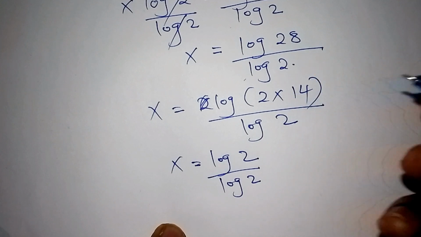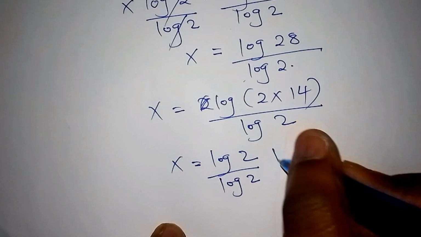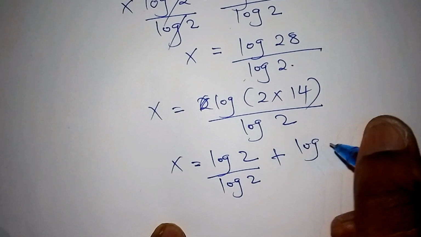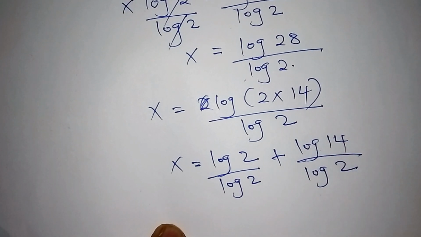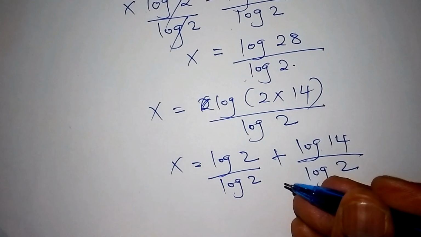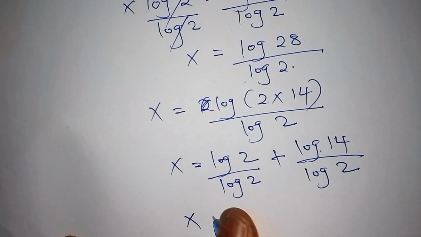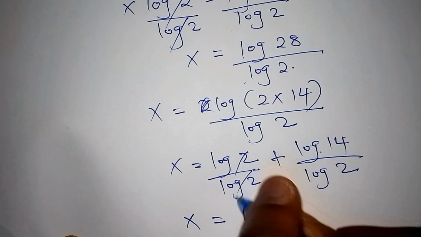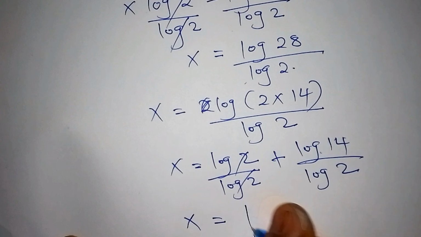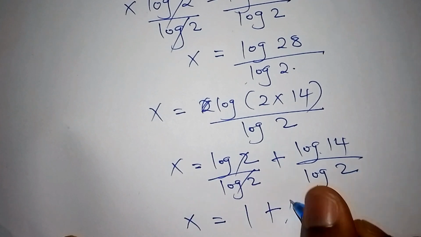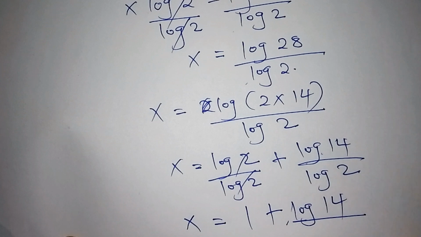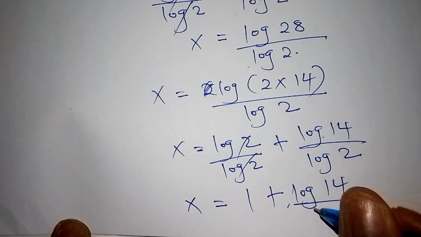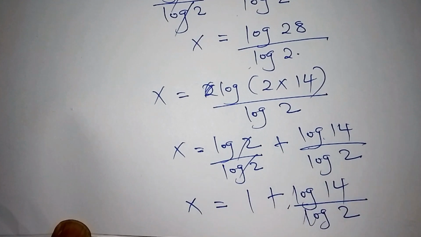Then according to the law of logarithms, the multiplication changes to addition, plus the log of 14 all over the log of 2. In this case, x equals, the log of 2 and the log of 2 cancel, so x equals 1 plus the log of 14 all over the log of 2.